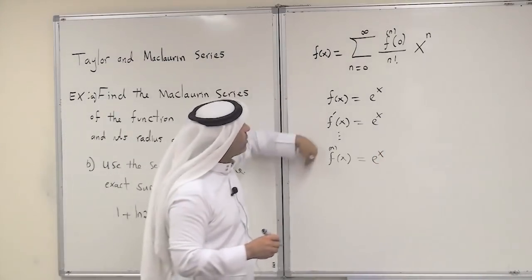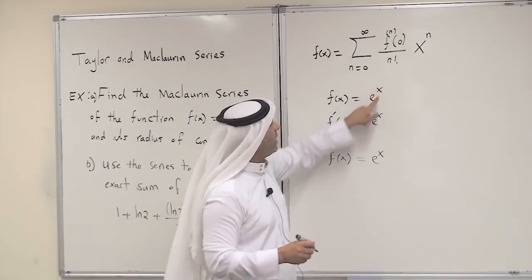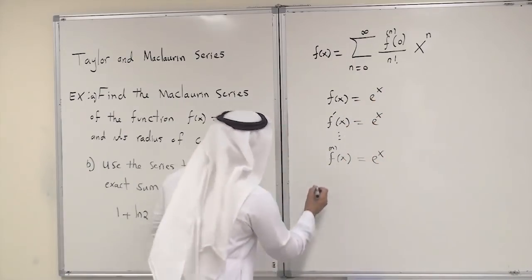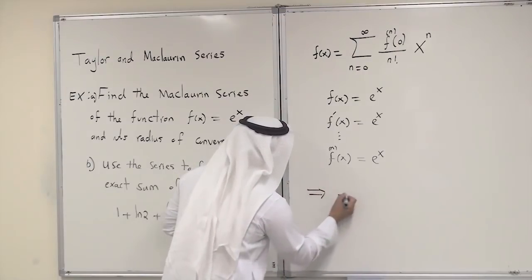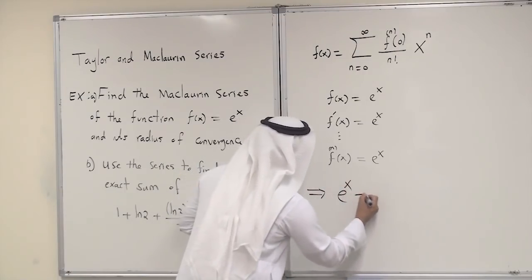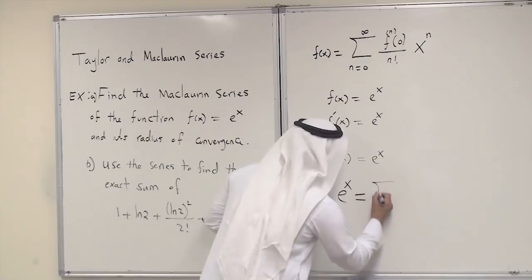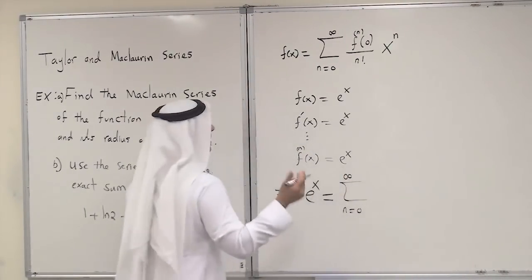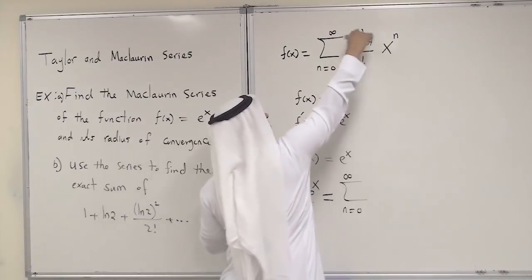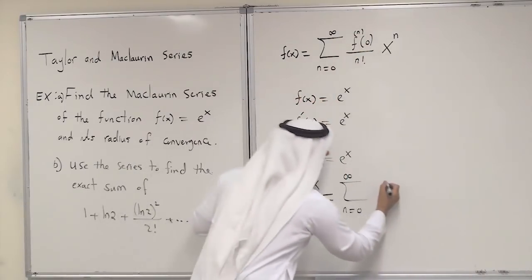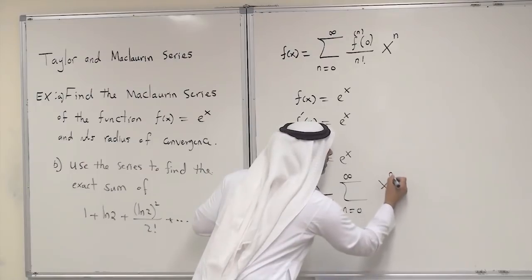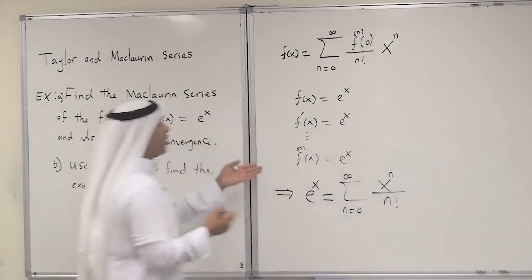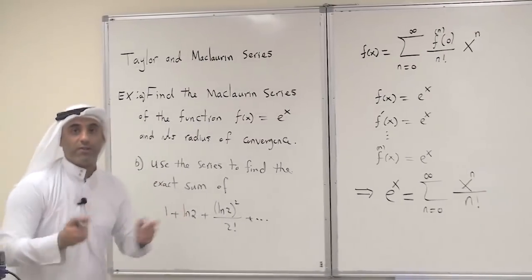Evaluating each at 0, e to the power 0 is 1, e to the power 0 is 1, e to the power 0 is equal to 1. So this implies that the e to the x function is equal to the summation from n equal to 0 up to infinity, and the evaluation at 0 for any derivative is equal to 1. So at the end of the day, we end up with x to the power n divided by n factorial, and someone can show that this is convergent for all values of x.